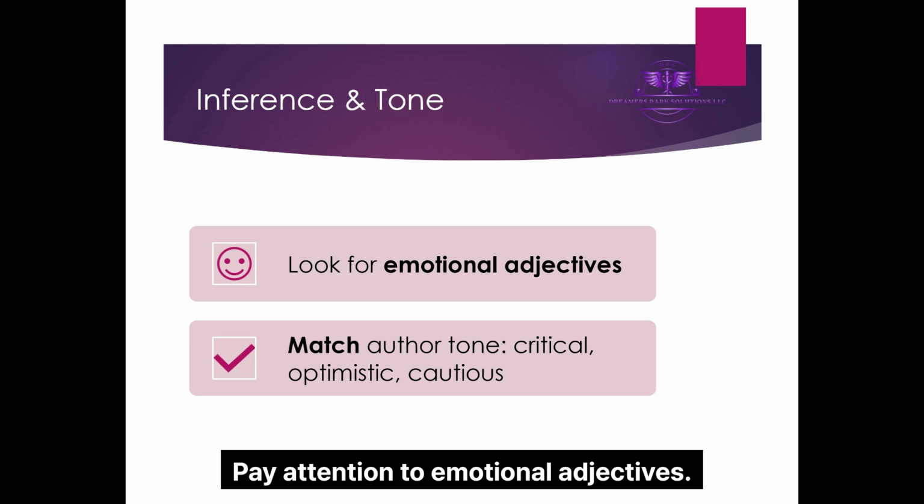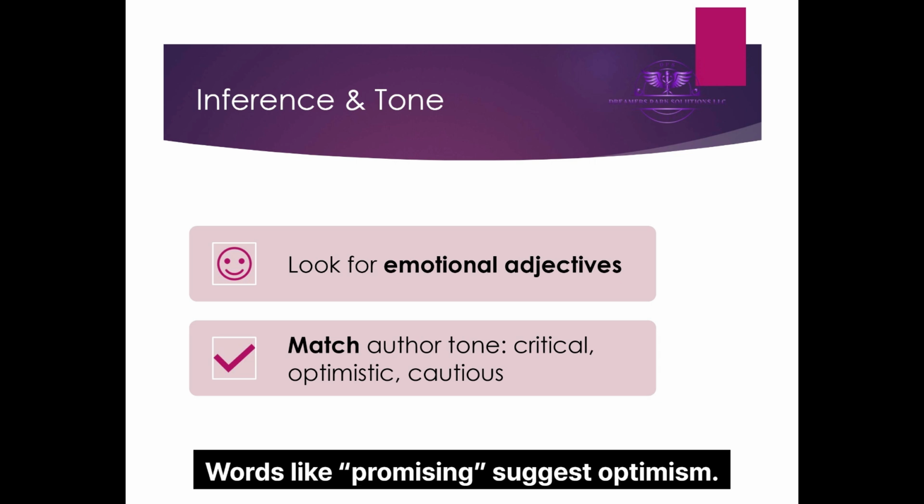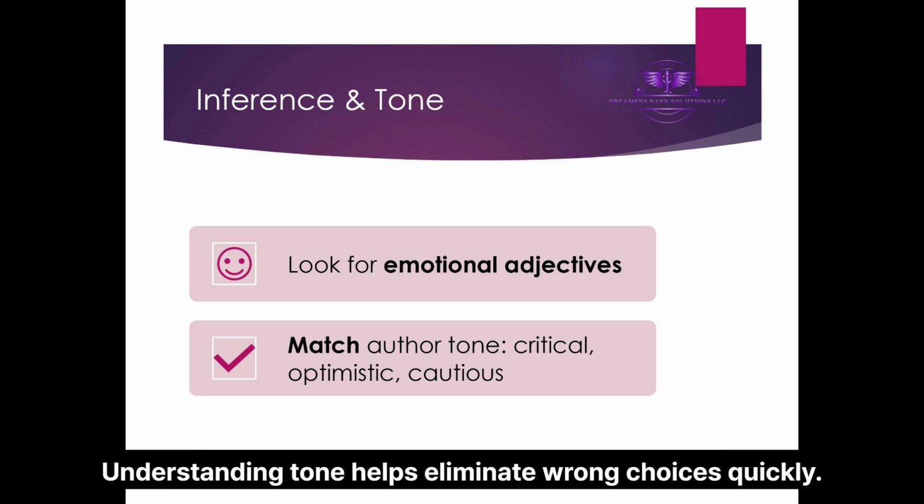Pay attention to emotional adjectives. Words like concerning suggest criticism. Words like promising suggest optimism. Understanding tone helps eliminate wrong choices quickly.